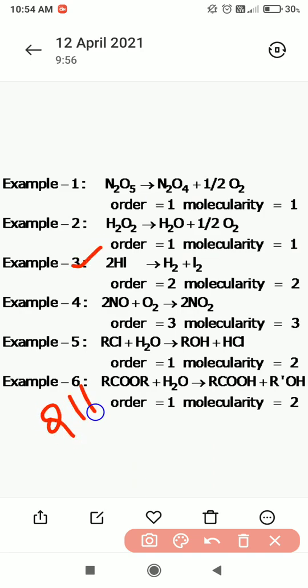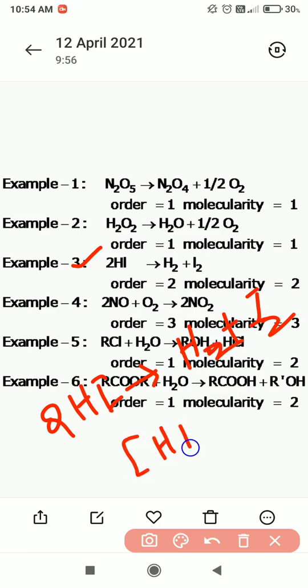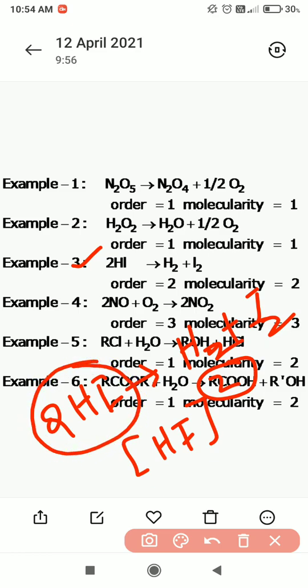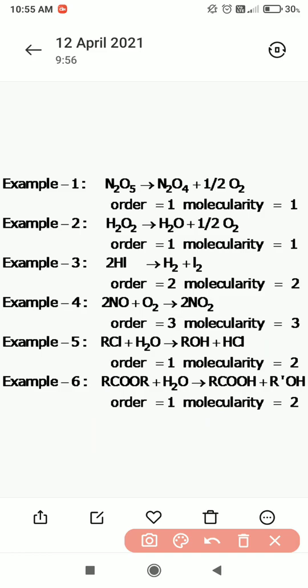Next, example 3. 2 moles of hydrogen iodide decompose to give H2 plus I2. So how do we write the order of reaction? The concentration of HI to the power 2. Therefore it is a second order reaction. What is the molecularity of the reaction? How many reacting species participate in this equation? 2 moles of hydrogen iodide. Therefore the molecularity of the reaction is 2.